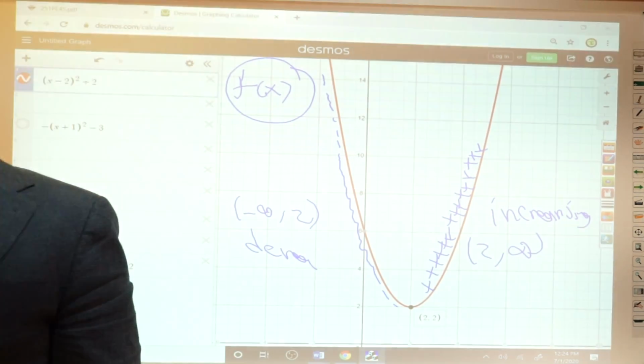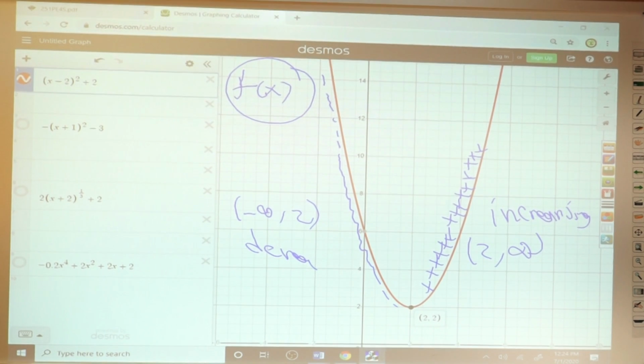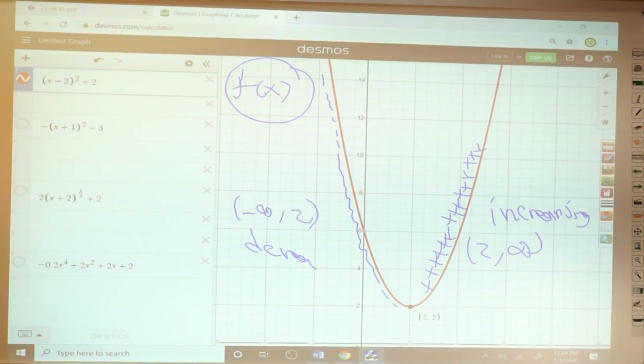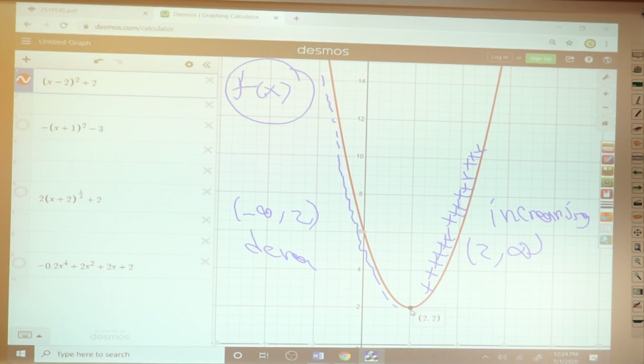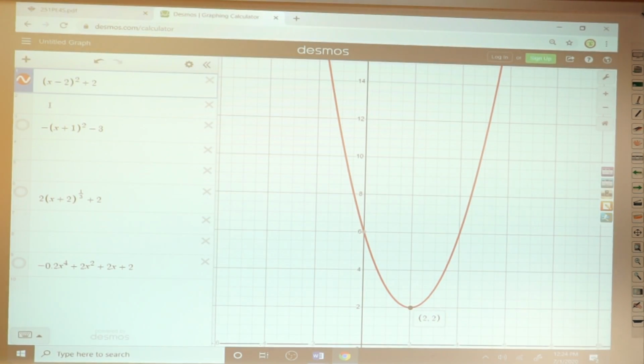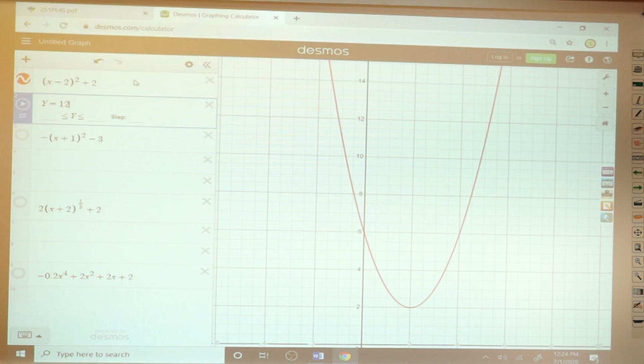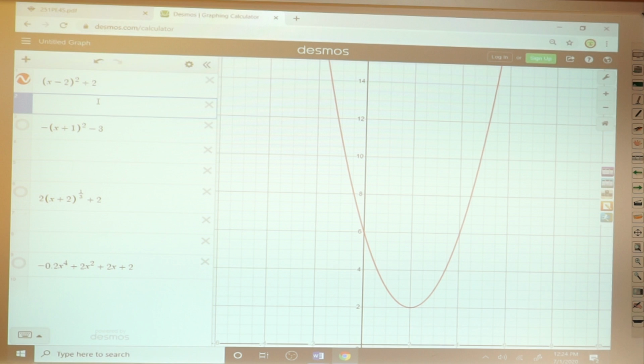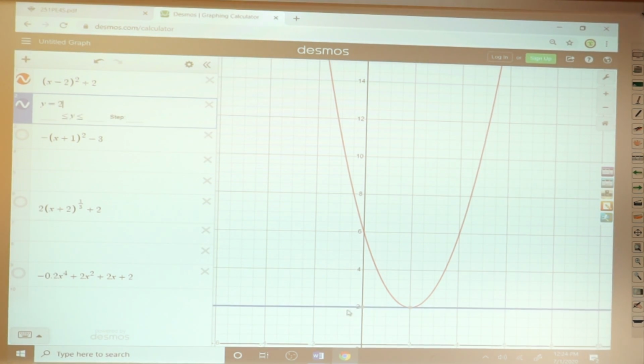I'm going to show you something else. This is for f of x. At x equals 2, it's a horizontal tangent. Look here, at 2. Back to this graph, I left space here, I'm going to graph y equals 2. Look here, the blue line.